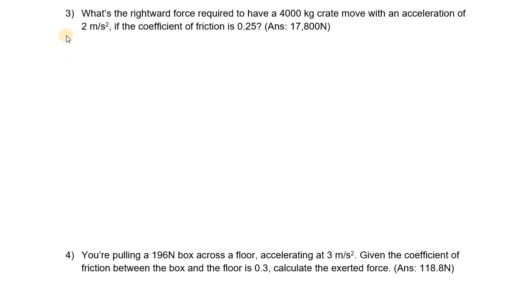All right, and let's get into problem number 3 on page 5. What's the rightwards force required to have a 4,000 kilogram crate move with an acceleration of 2 meters per second squared if the coefficient of friction is 0.25? Okay, so let's set up our free body diagram.